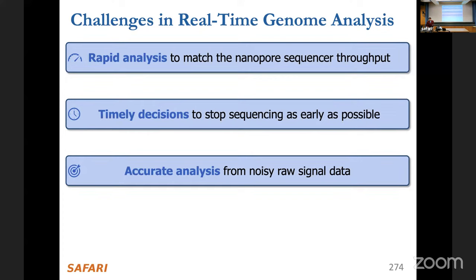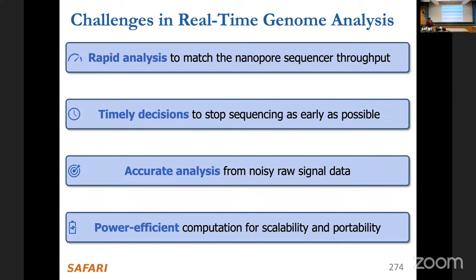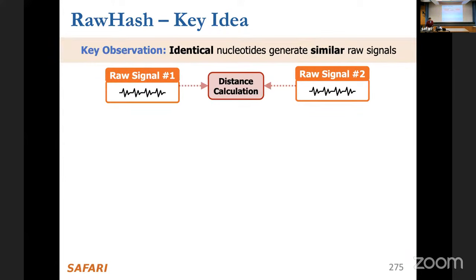And also we want to make this computation very power efficient because of the portability features that nanopore sequencing is offering. So imagine a case where you're bringing your portable sequencer with you, and you're connecting your mobile device and making your genome analysis using your personal computer in a very power efficient way, let's say. So these are the challenges in real-time analysis, and this is what we're trying to tackle.